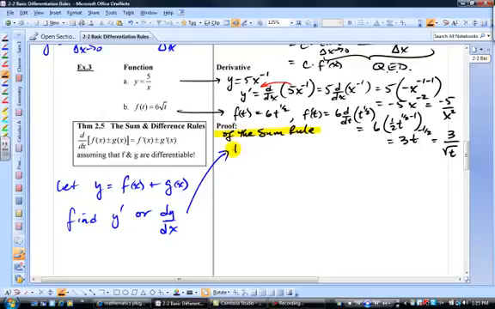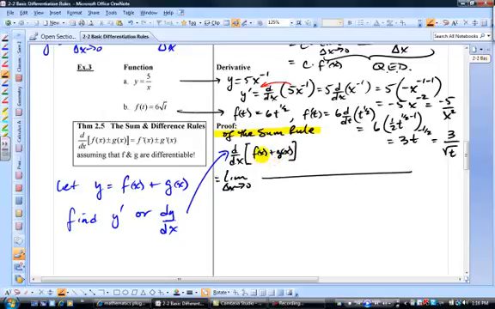I'm going to start off with the derivative of y, but y is f plus g. Okay, and I'm going to apply the limit definition. So this is going to be equal to the limit as delta x approaches 0 of the function evaluated at x plus delta x first. And our function here, y, is actually f plus g.